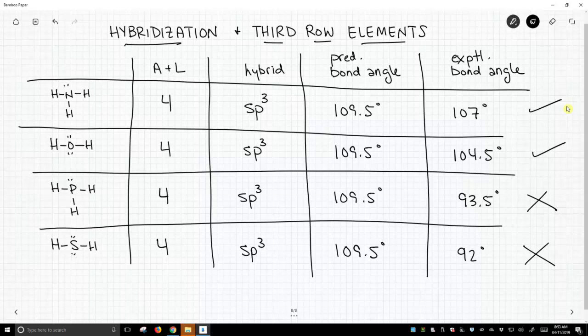So somehow hybridization is failing, and this is a very limited sample size, but you can see it's failing on the third row elements, but it seems to work fine for the second row elements. As it turns out, hybridization is a predictive tool, and it does work very well in almost all cases for second row elements. But do not try to apply it to third row with other elements on the periodic table, because the value of prediction for hybridization, which is things like bond angles and geometries, really doesn't work well outside those select few second row elements.